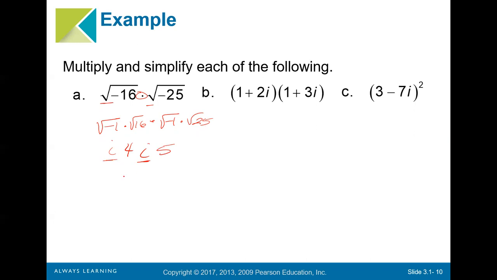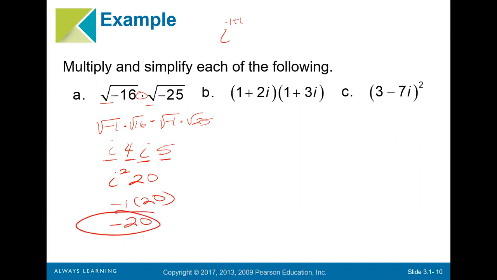Now, let's put these together. I got i times i, right? Whenever you multiply like bases, we add the powers. In this case, they're raised to 1. And then I got 4 times 5. i squared gives me back -1. So now I have -1 times that 20. So it's -20. Now we have binomials, multiplication, right? So in multiplication, we're going to use the distributive law. We're going to go 1 times 1.